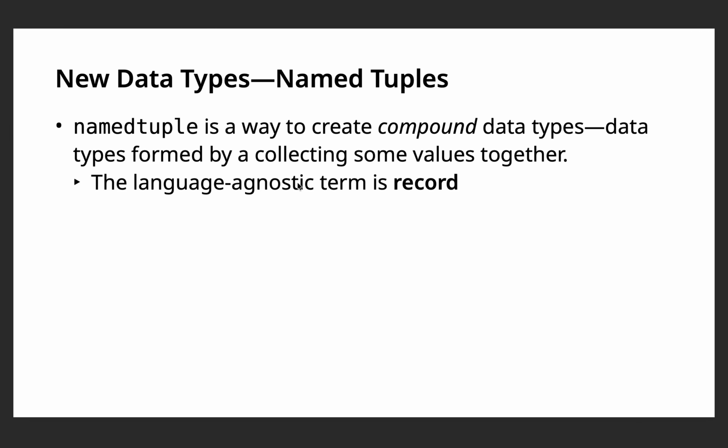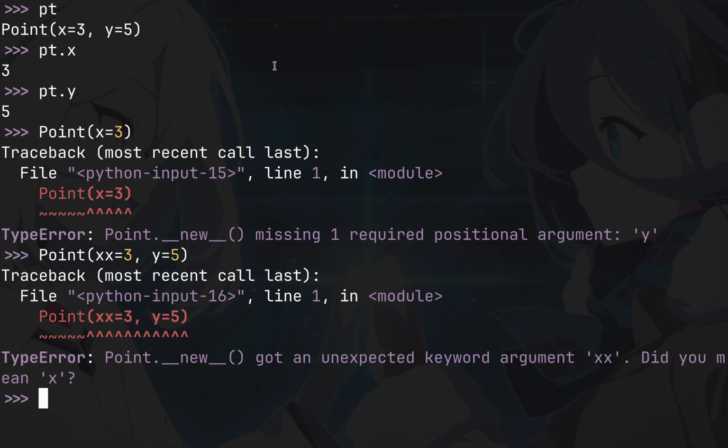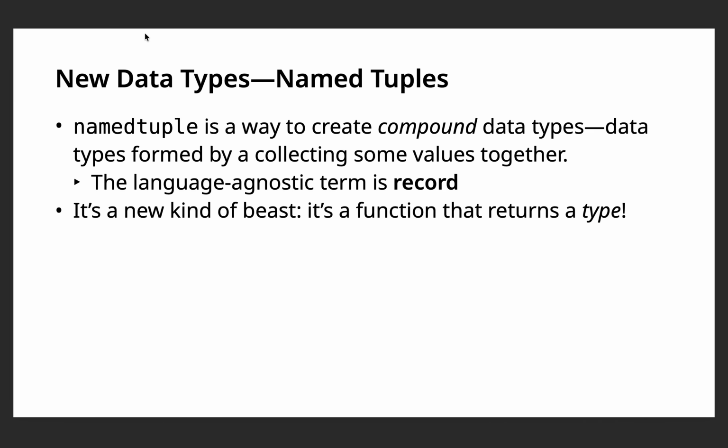Okay, so if you want to use this term across several programming languages, or any programming language in general, the term that we usually use is a record. So this here is a record with these fields over here. Okay, so yung named tuple, again, if you think about it, it's a function that returns a type.